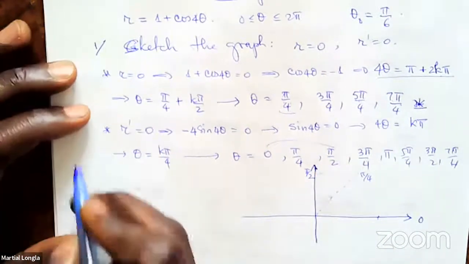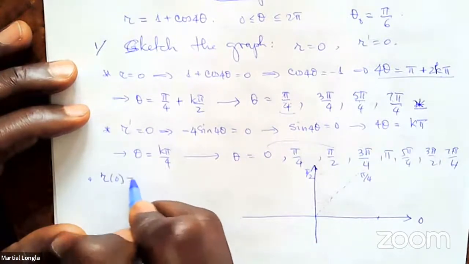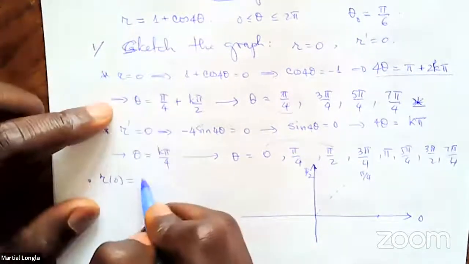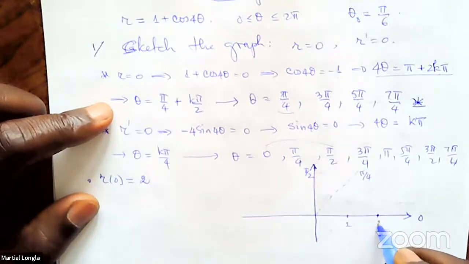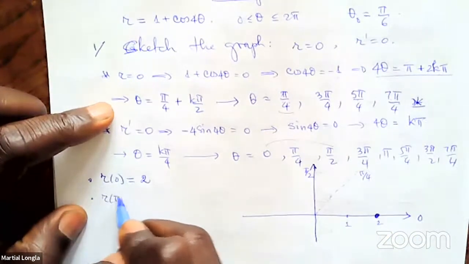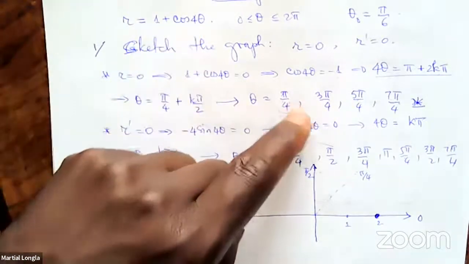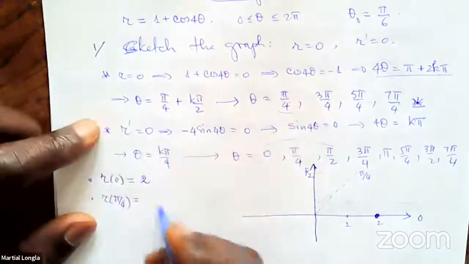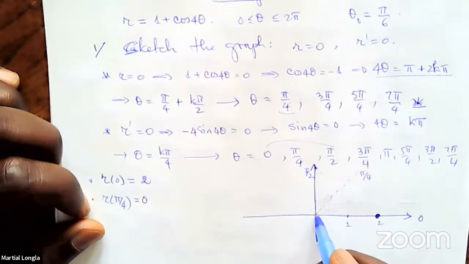Now you get the radius. So what is r of 0? It's 1 plus 1, 2. So when we start, we are right here because r of 0 is 2. What is r of pi over 4? R of pi over 4, the problem already tells you it's going to be 0, right? So by the time we reach pi over 4, the radius goes back to 0.